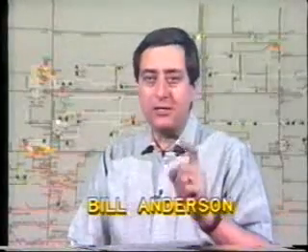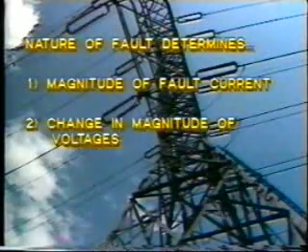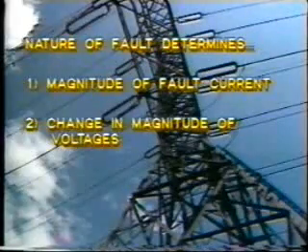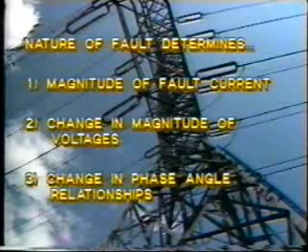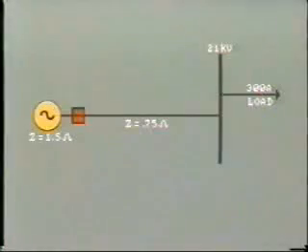The operation of protection schemes, and indeed the detection of fault conditions, depend very much upon the characteristics of the fault itself. Certainly, the nature of the fault is the principal factor in determining 1. Magnitude of fault current, 2. Change in magnitude of voltages, and 3. Change in phase angle relationships. In this videotape, we shall be looking at the different types of faults and their effects.